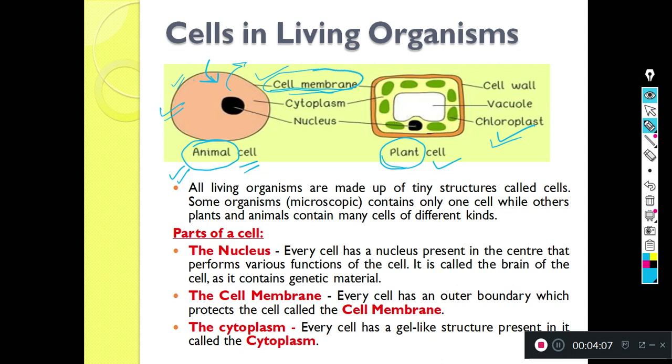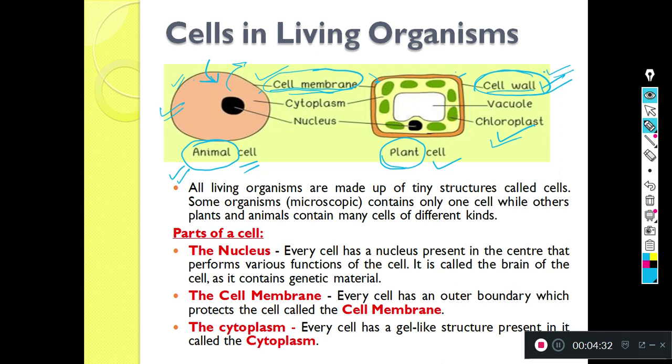Now this cell membrane is present in animal cell also, and it is present in plant cell also. You can see the inside. But in plants, there is one special thing. What is it? That is the cell wall. It is like a rigid wall. So this rigid wall is present only in plants. So this is the main characteristic of the plant.